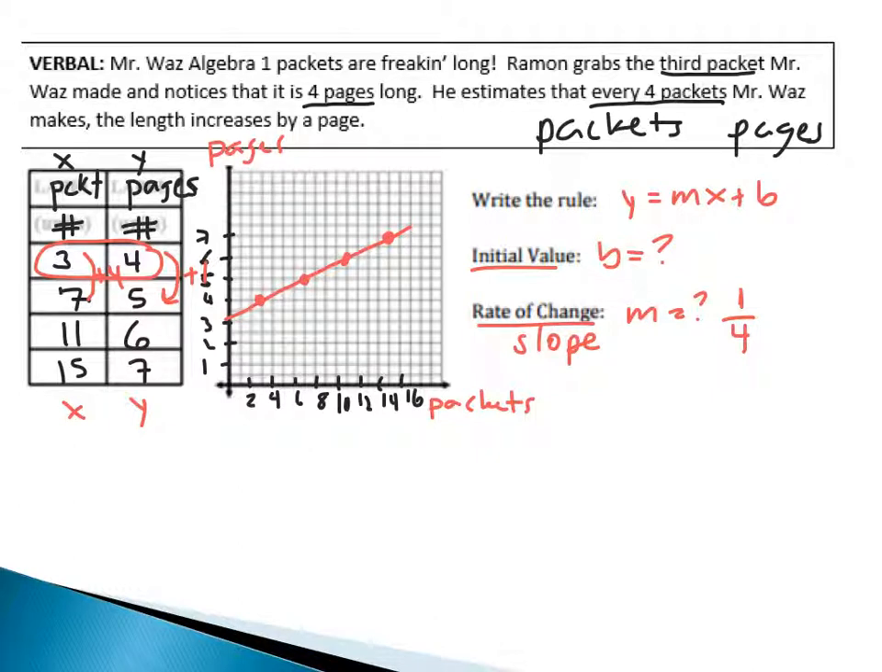Okay? So in my equation, sorry, I had to blow off a piece of dog hair there. My slope in my equation is going to be y equals 1/4 x plus b. Now I've got to figure out what b is.